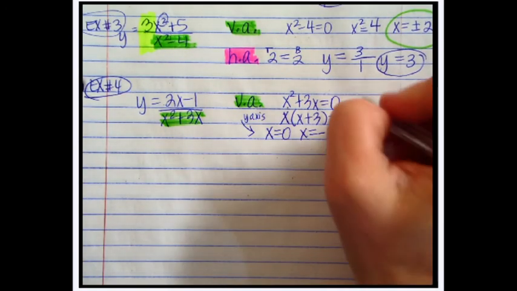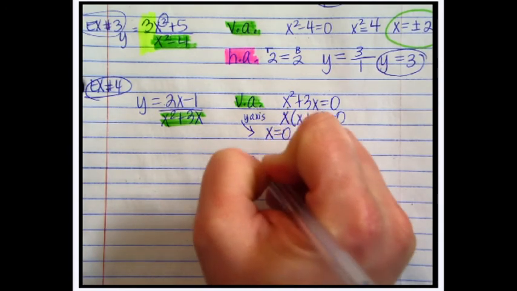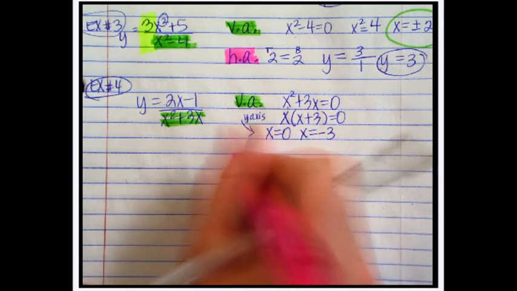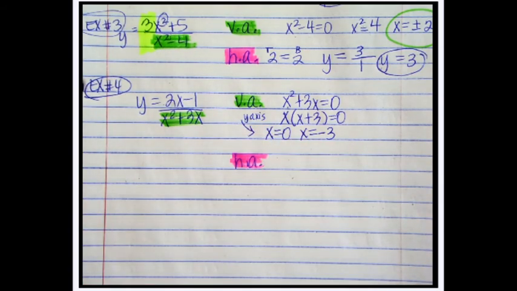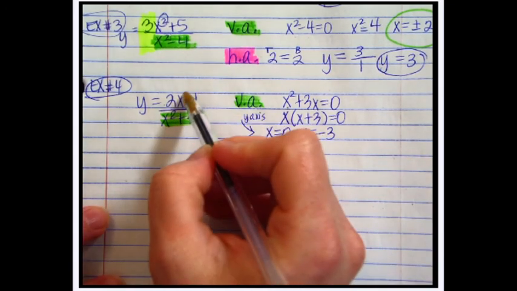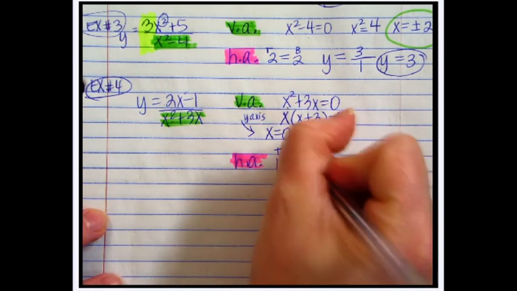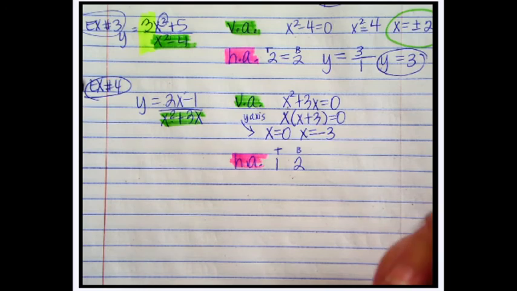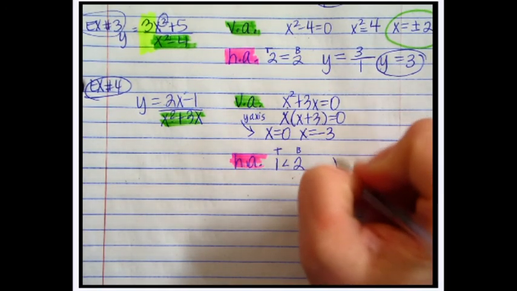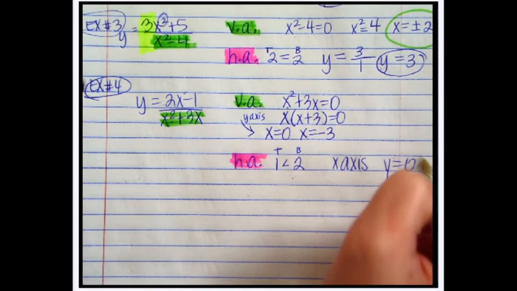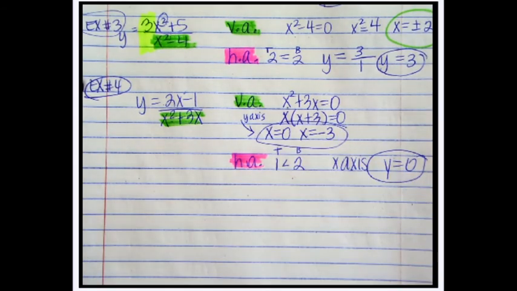And then to find the horizontal asymptote, do you remember what to do? Okay, we compare our degrees. The degree of the top is 1, and the degree of the bottom is 2. And so again, the top is less than the bottom. And when that happens, we do get the x-axis, or y equals 0. Okay, so again, in this picture, we have 3 asymptotes, 2 that are vertical and 1 that is horizontal.